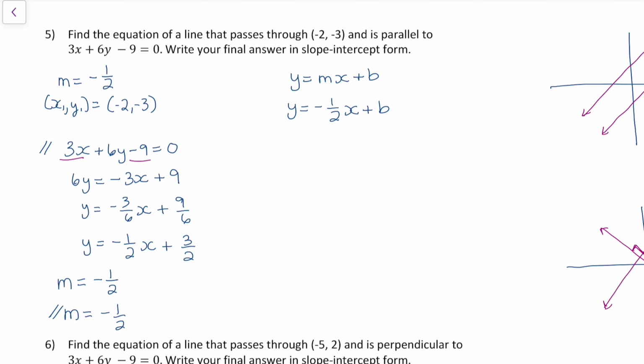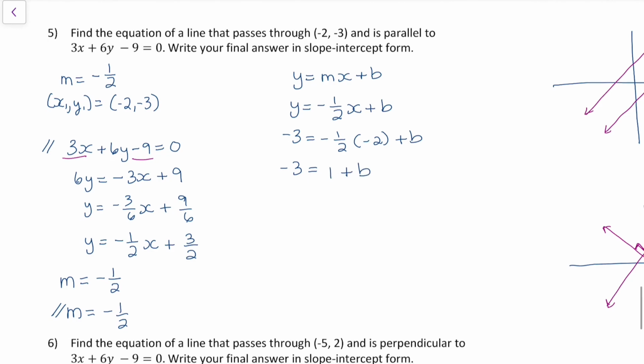I'm going to substitute in my point and solve. And I get that b is -4. So therefore my line is -1/2x minus 4.